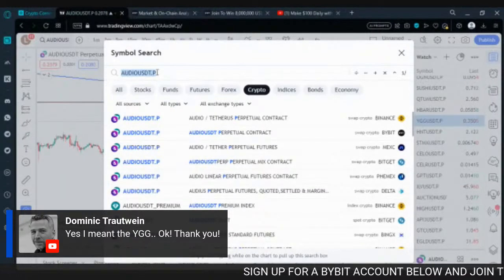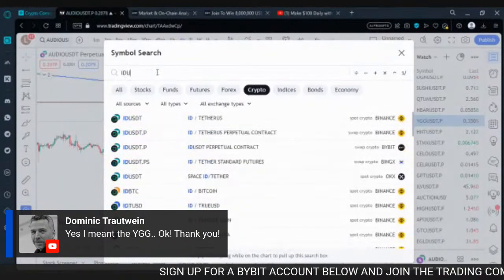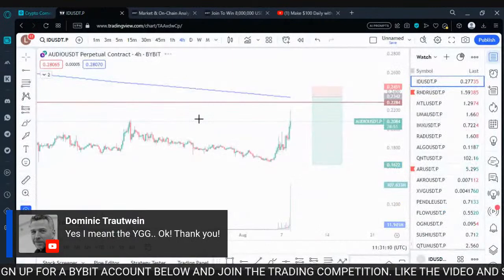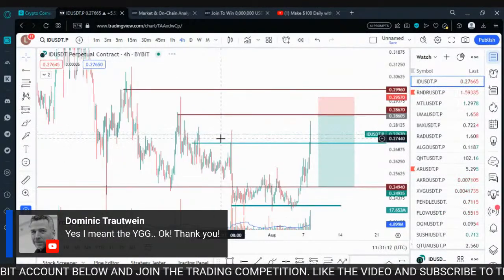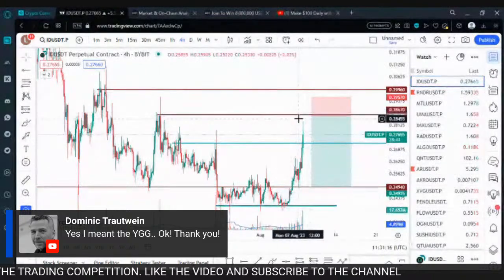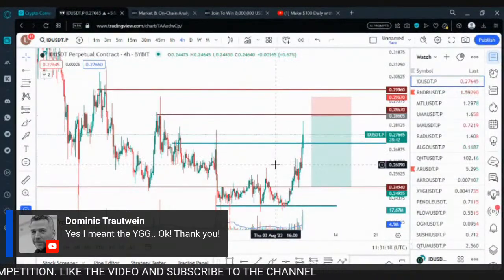Okay, and then for the ID, for those of you who want to enter now, you can enter and gradually add to your positions. But my best bid would be at that 28 cent level.